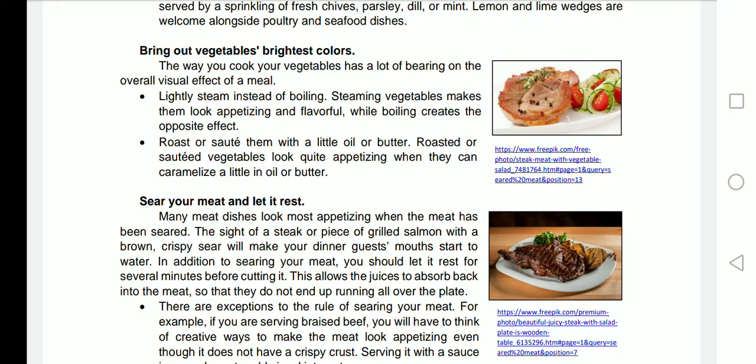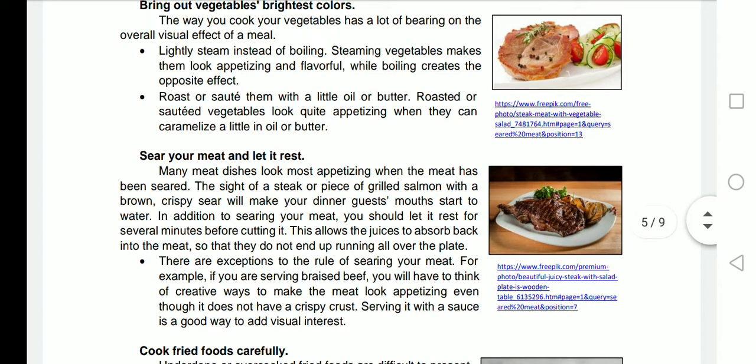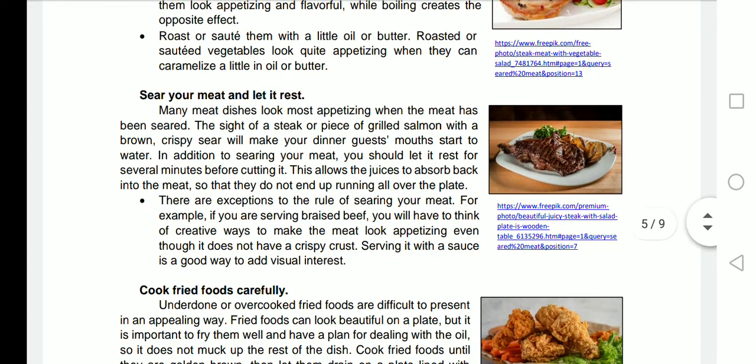And roast or stew them with a little oil or butter. Roasted or stewed vegetables look quite appetizing, because they can caramelize a little in oil or butter. So roasting is a little bit more appetizing than sauteing. The third step is to sear your meat and let it rest.